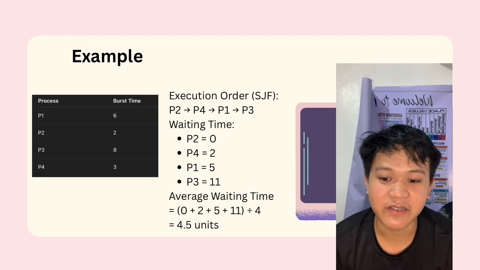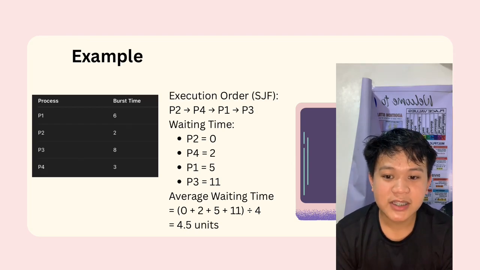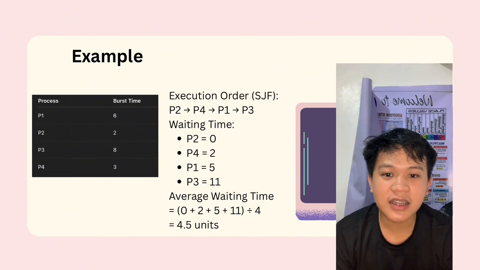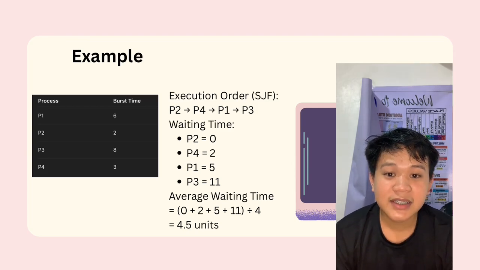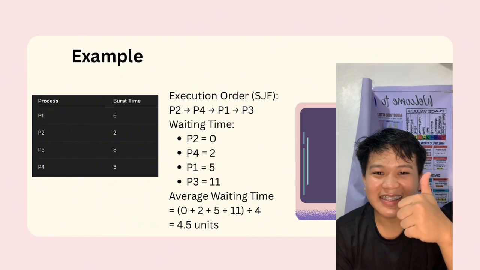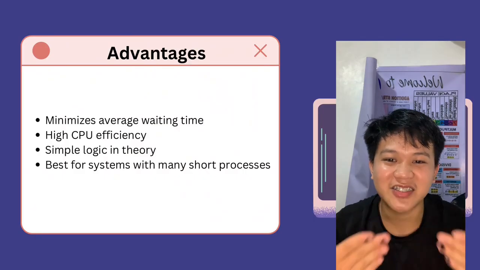So, let's have the average waiting time. How will we get the average? We will add 0 plus 2 plus 5 plus 11 and then divide by 4. So, the average waiting time is 4.5 units. Okay, did you get it? Okay. So, let's have the advantages.